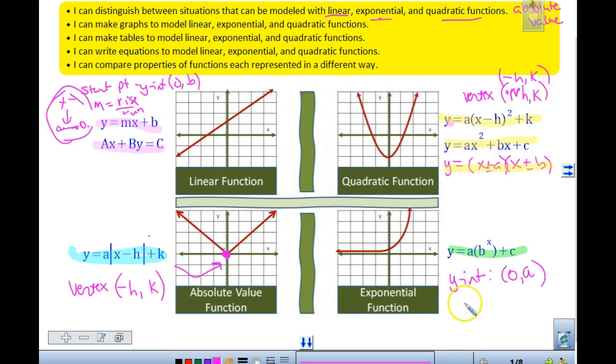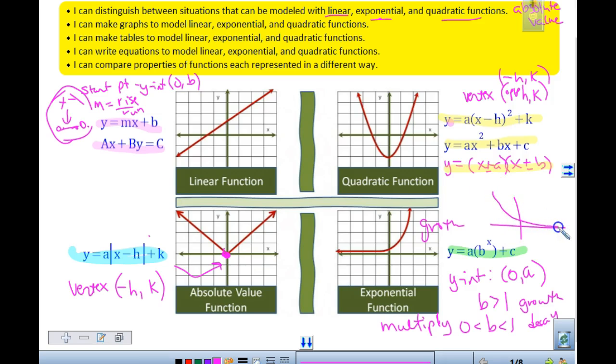And the other thing it is telling us is if the value of b is greater than 1, we're going to have growth. And notice you are multiplying all the time for exponential. And if b happens to be between 1 and 0, meaning it's a fraction, that's when you have decay. So this graph up here, this is growth. If I was going to do a decay function, it would come down like this. And it never really hits the x-axis, but it gets really, really close to it, okay?